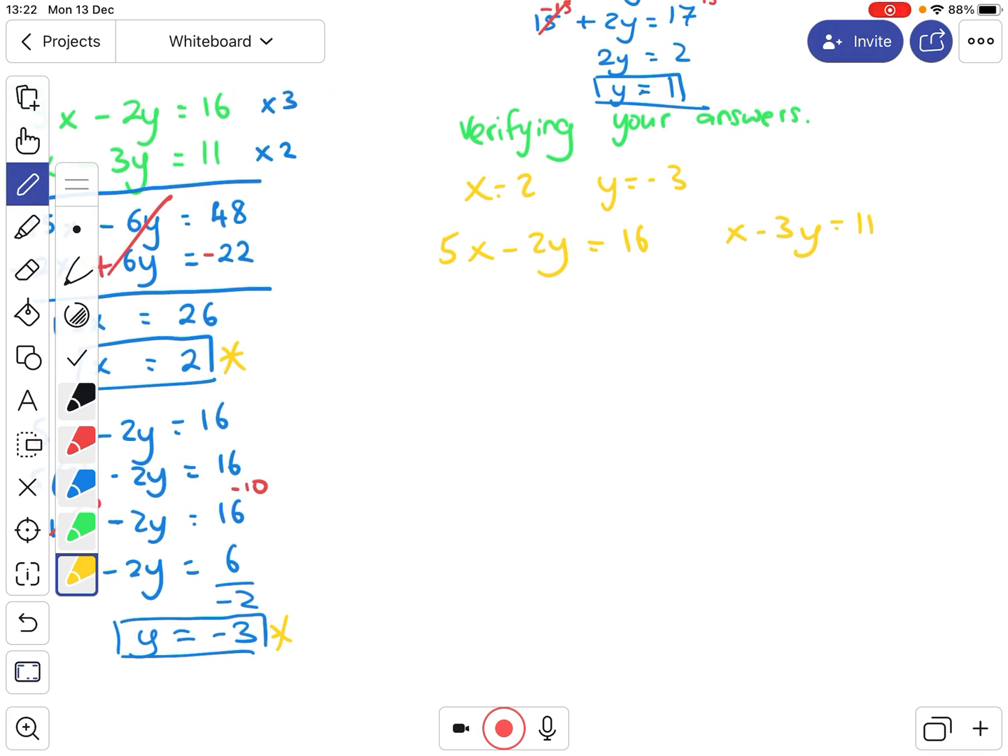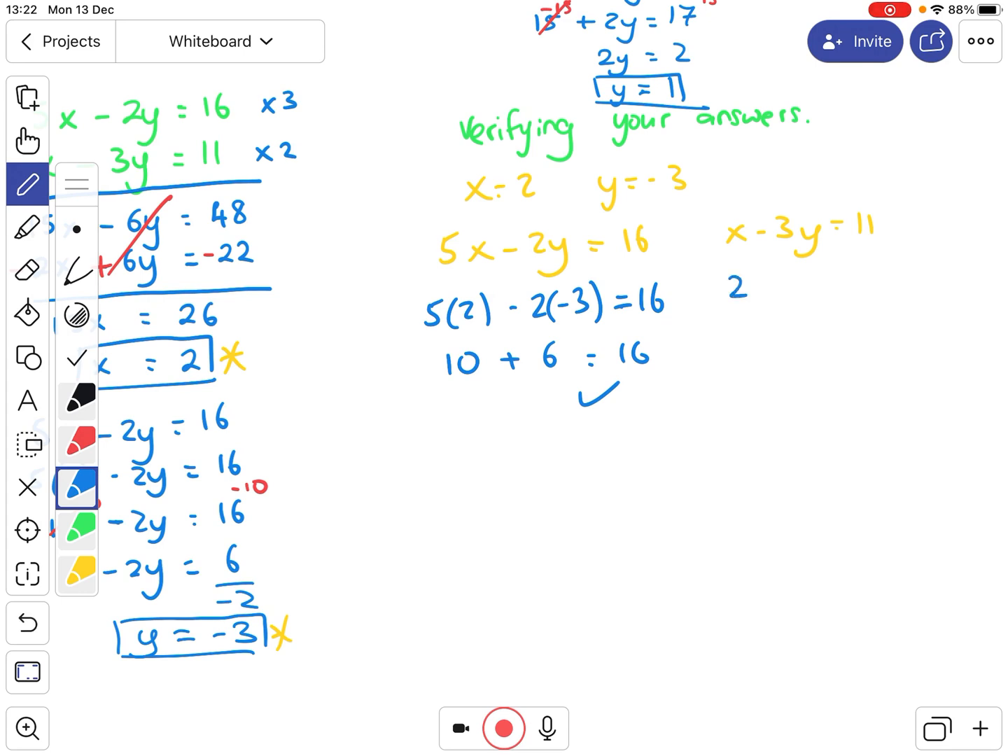Okay, so in here is going to go in 5, in for my x goes 2, minus 2, in for my y goes minus 3, and that should equal 16. That's going to be 10. Minus by minus is going to be a plus, 2 3s are 6, equals 16, so that is correct.